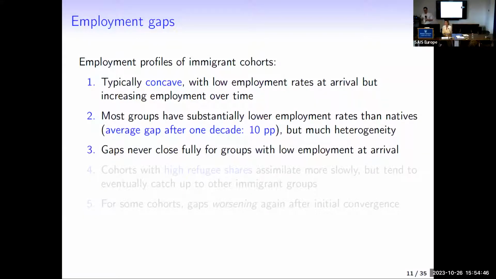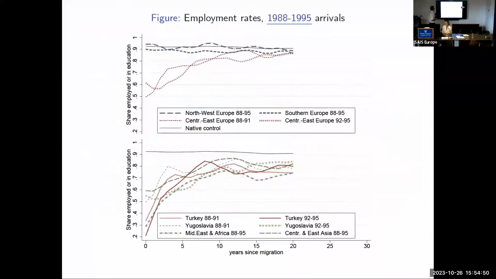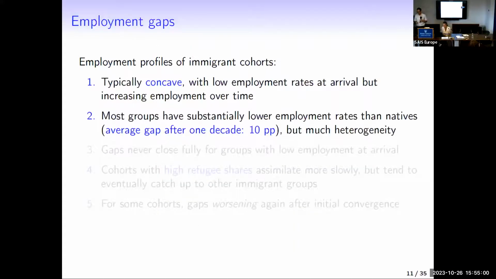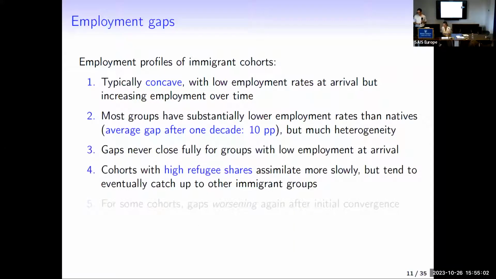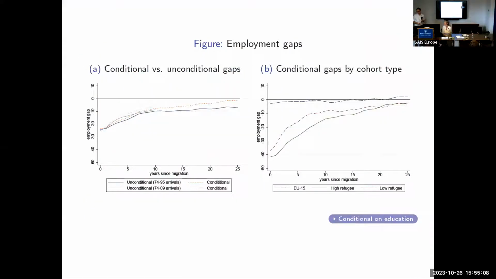For those groups who have large gaps at arrival, the gaps never close. You saw that here, right? We see for these groups, I mean, we only have them for 20 years, but this doesn't look as if these gaps are going to close anytime soon. And one thing that maybe was not so obvious from those graphs, I can show you in another graph that we have over here.